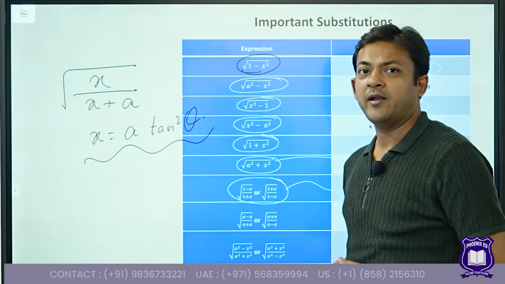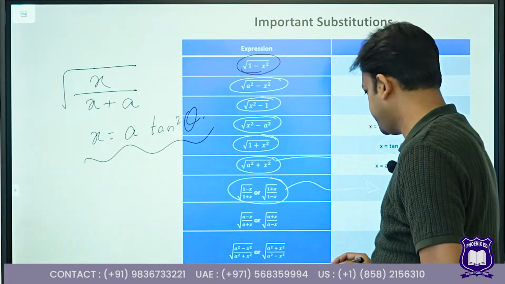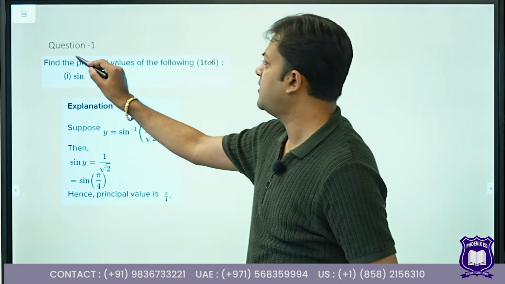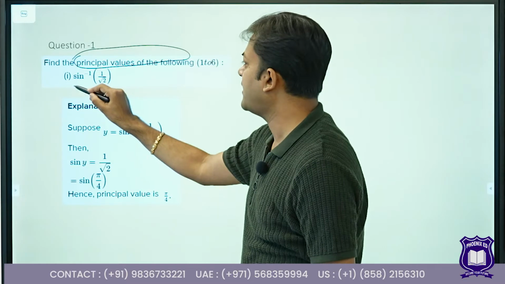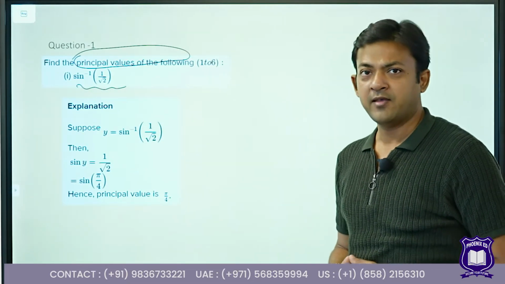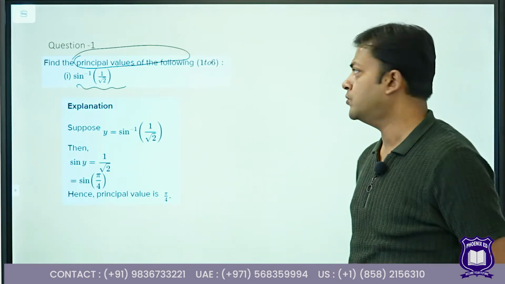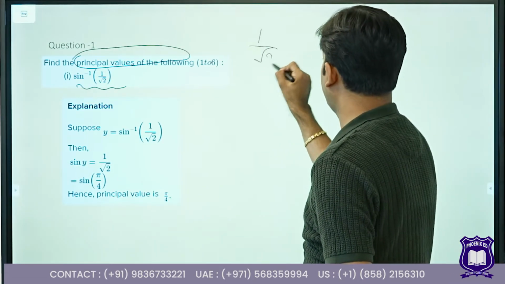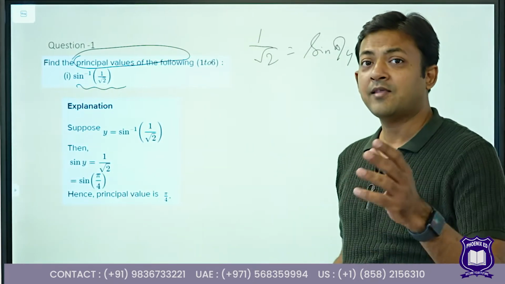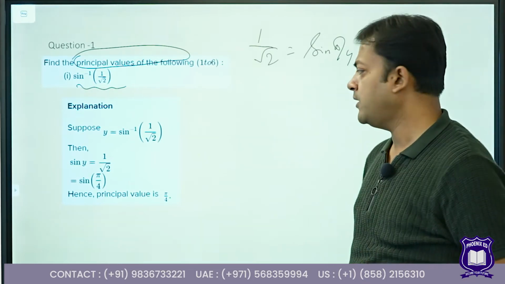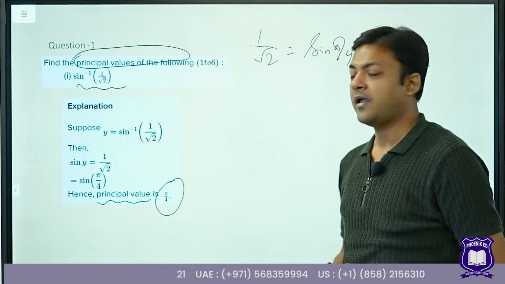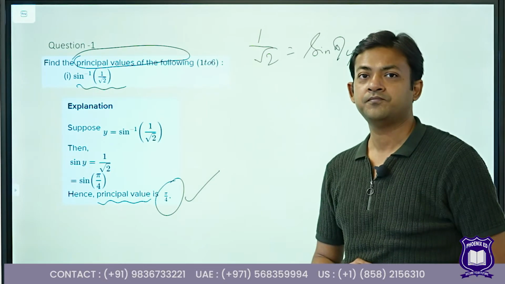Take a look at a few numericals based upon these concepts. The first question for the day. The question says we need to find the principal value of sine inverse 1 over root 2. Now with our understanding of basic trigonometry, we know that 1 by root 2 is the value of sine pi by 4. Hence, sine inverse of that would be only pi by 4, which lies within my principal value range, and hence the answer is pi by 4.